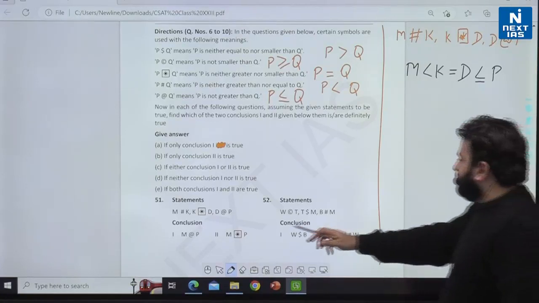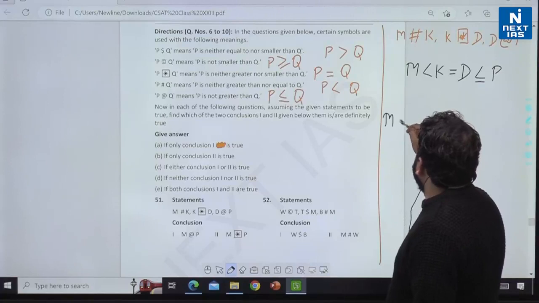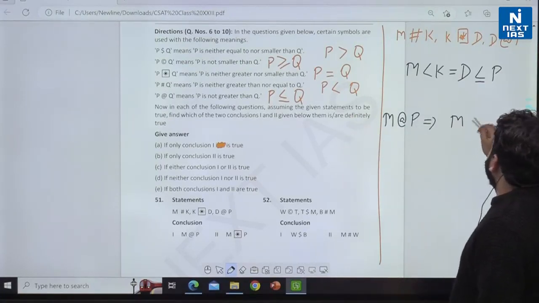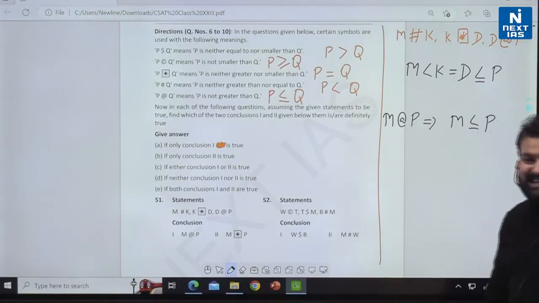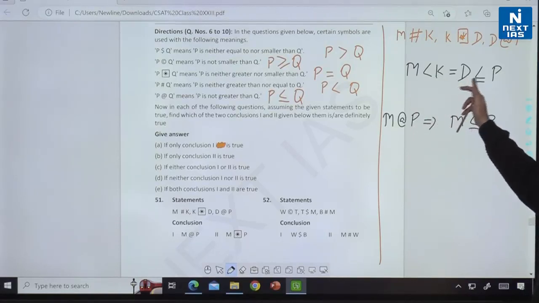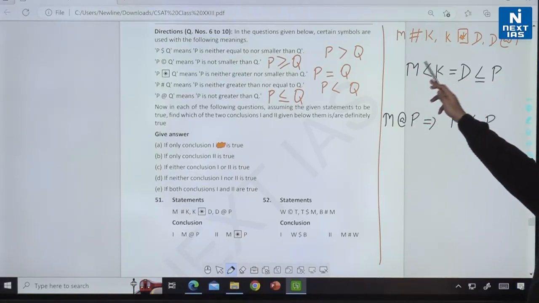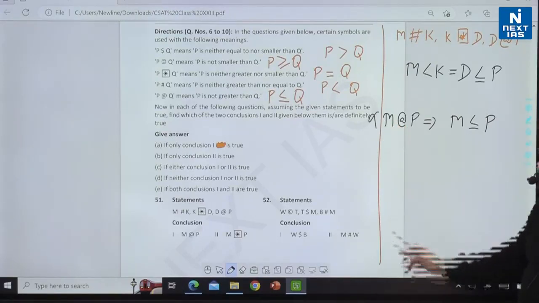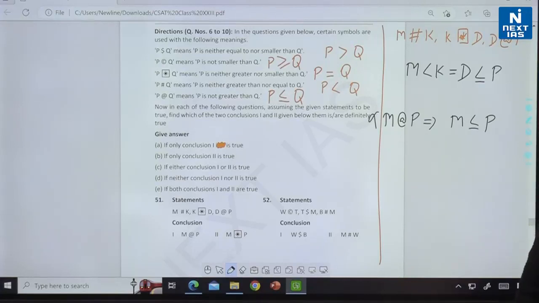Now the conclusion, all of you, we have to check the conclusion first. What is it? M at the rate P. M at the rate P means what? M is less than or equal to P. All of you tell me, will it be correct? So now remember, M is less than K. K is equal to D. D is less than or equal to P. It means M will be what? Less than P. M will be less than P. It means conclusion first will be wrong. First conclusion is wrong. Is it clear or not?